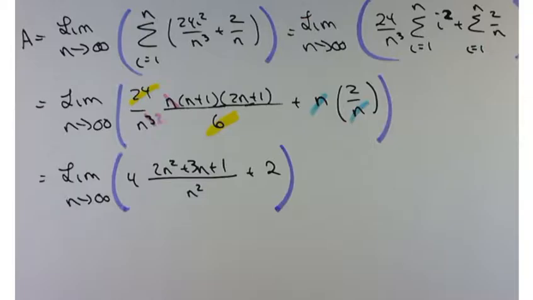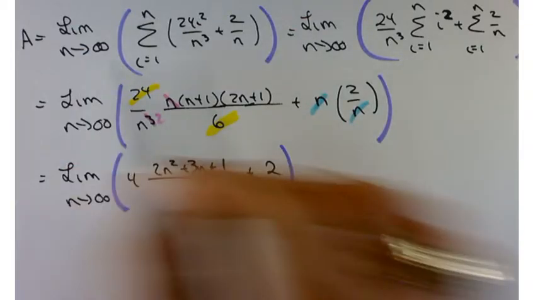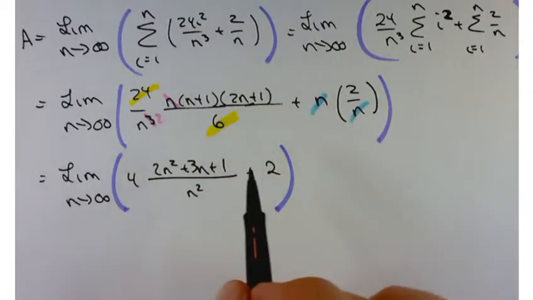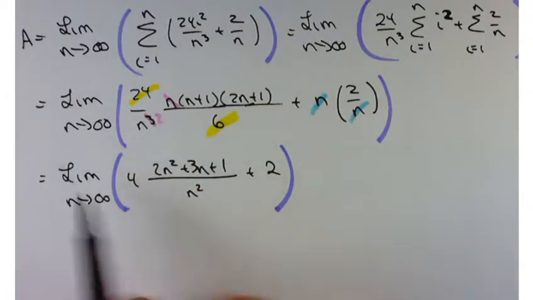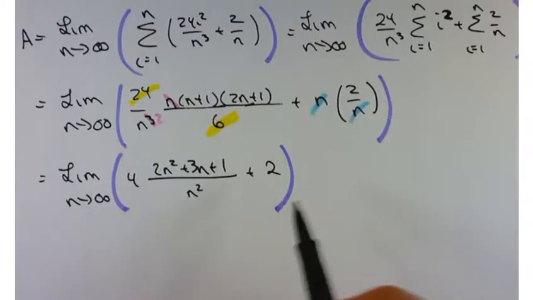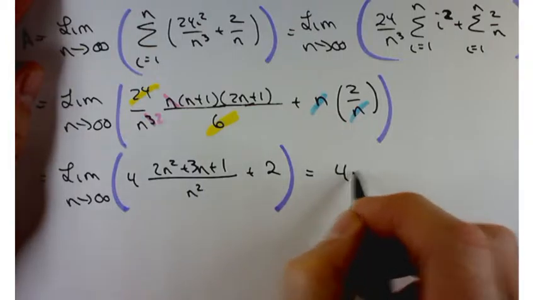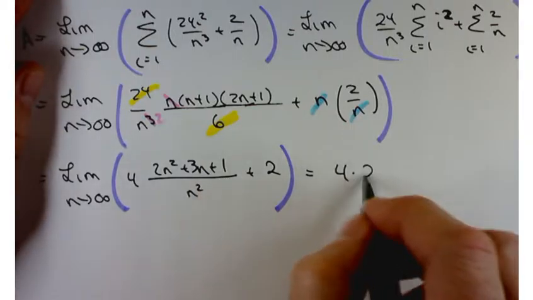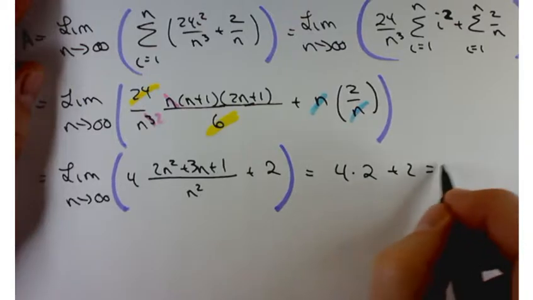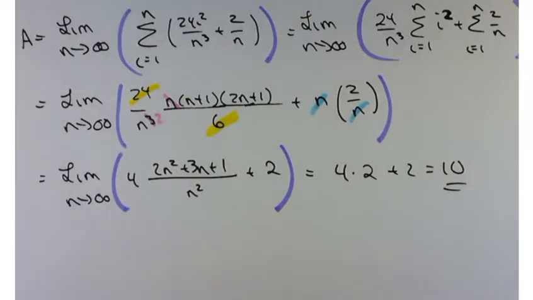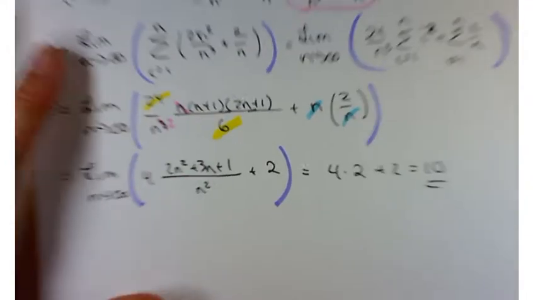One thing I would appreciate, even though it gets cumbersome, is that these things are only equal as long as you're carrying around the limit, especially in this last step here. In this last step, I'm going to get 4 times what? 4 times 2 plus 2, which is 10. So 10, that'd be in square units.